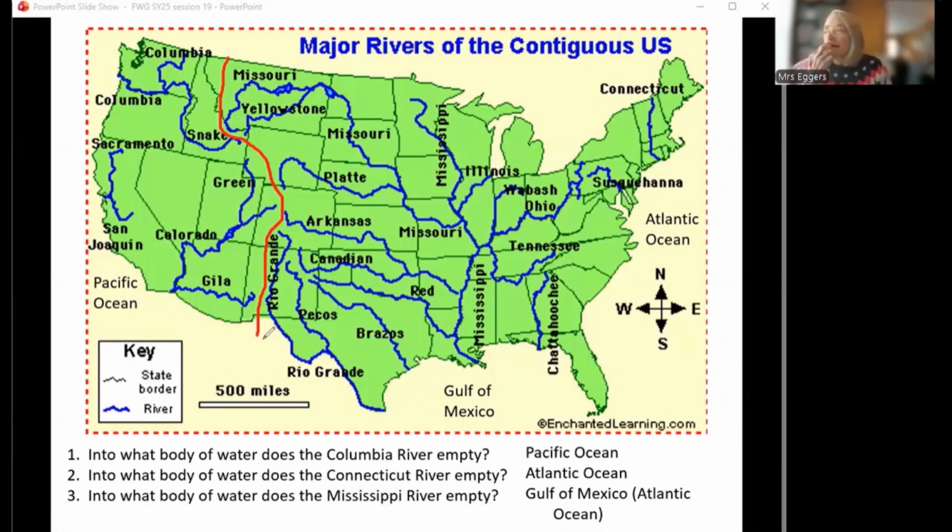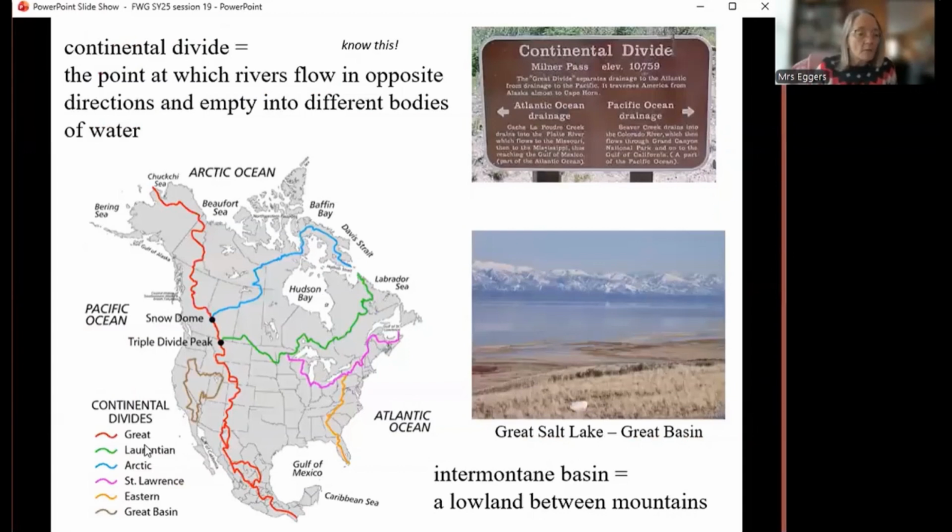Because the rivers, the headwaters will be at a higher elevation, right? All of this area, these are the Rocky Mountains, right? So that's where the continental divide is located. See, the red is the Great Continental Divide. Whoa, starts way up here in Alaska, goes through Yukon Territory, British Columbia, and then right down through here. So all of the waters over here are going to empty into the Pacific.